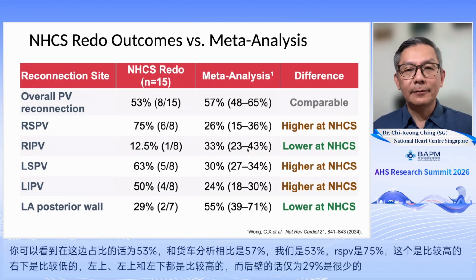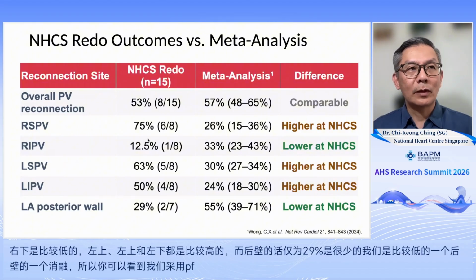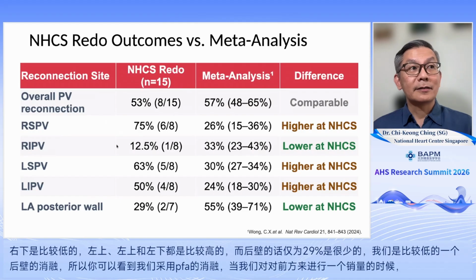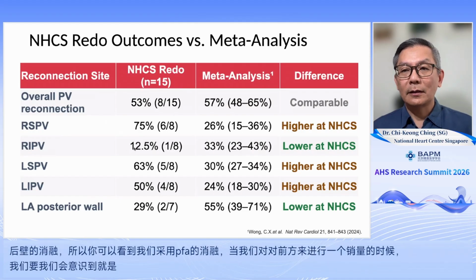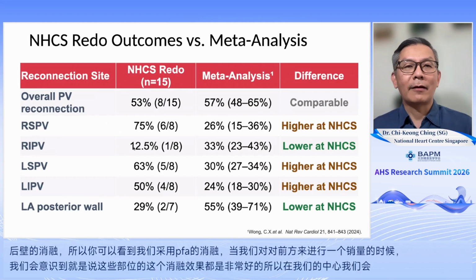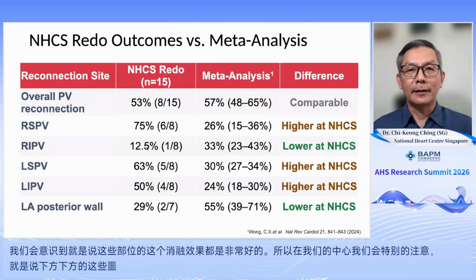With this learning, we have modified our approach in doing PFA, taking special consideration when pulsing the anterior segment of the left pulmonary veins, with additional pulses and post-ablation map to ensure that those areas are reliably ablated. Likewise, I think it's lower in RIPV because in our lab, we take special care to ensure that the inferior and anterior segment of the RIPV is well ablated, whether with RF or PFA.